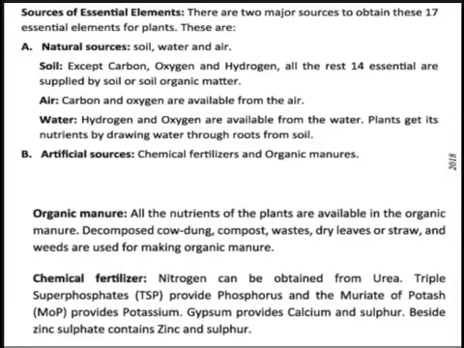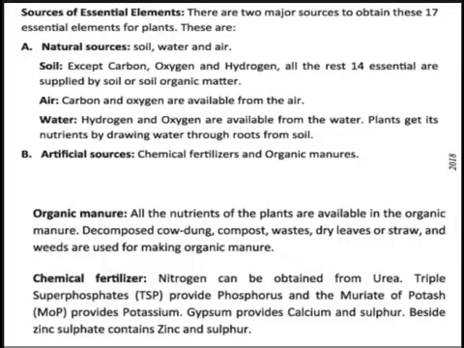Decompose means to rot or decay something, that means cow dung. And compost means the decayed remains of organic matter that has rotted into natural fertilizer. That means when you compost something, it will be turned into a fertilizer. And waste means litter, refuse and rubbish, and dry leaves and straw and weeds are used for making organic manure.